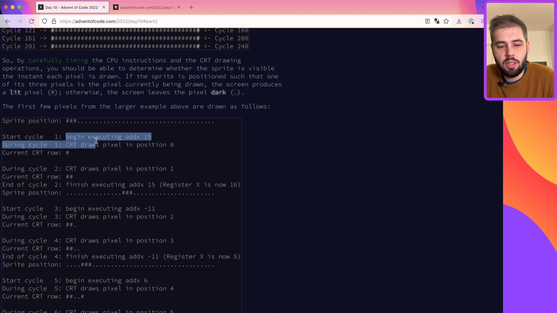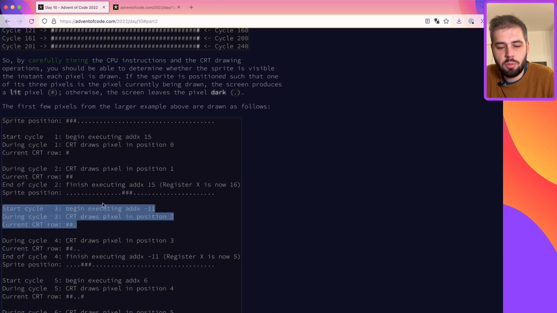Begin executing at x15. It draws pixel in position 0. Current row hash, draws pixel in position 1. Current row. So Phoenix execution is now 16. Sprite position. Boom. Begin execution at index, it draws pixel in position 2.